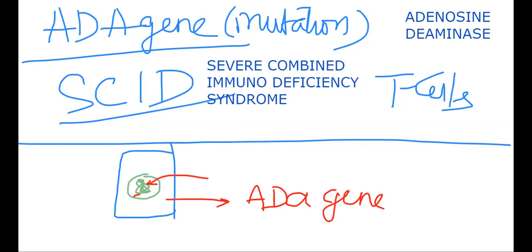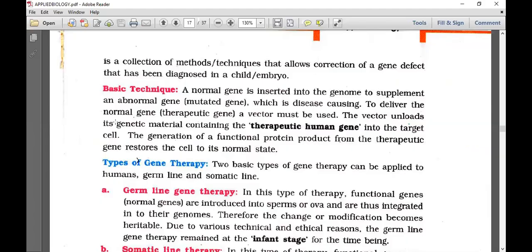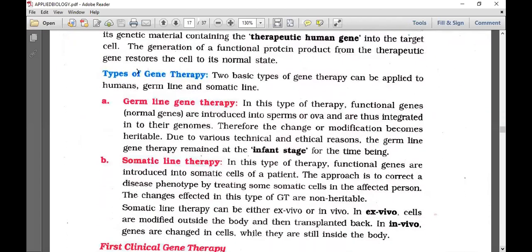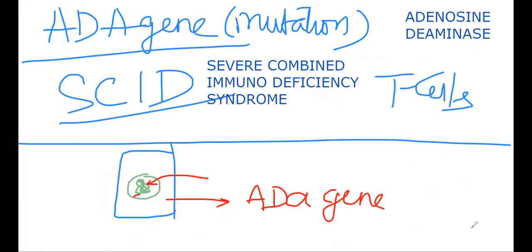Next, let's come to the remaining part. Types of gene therapy: germline gene therapy and somatic line gene therapy. Let us learn what is germline and what is somatic line gene therapy.